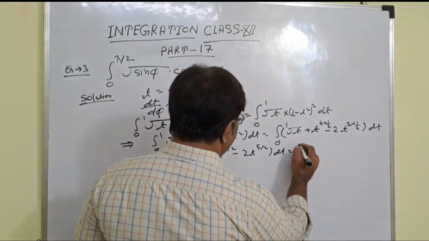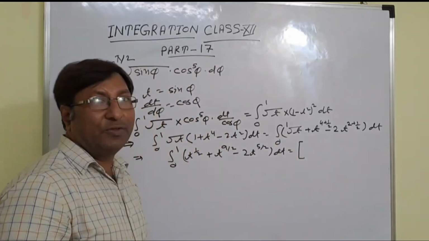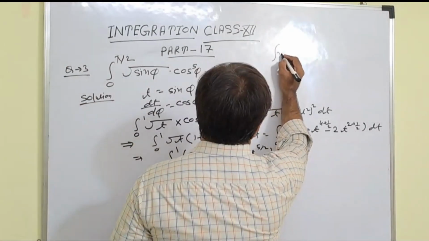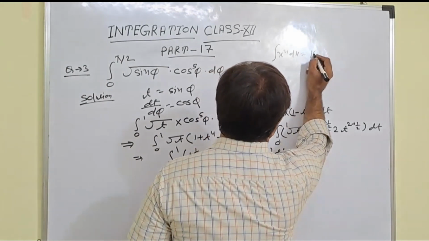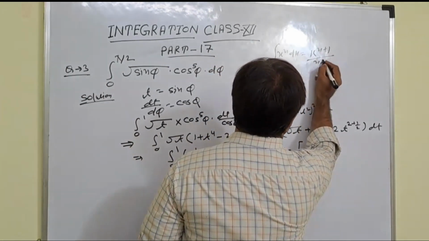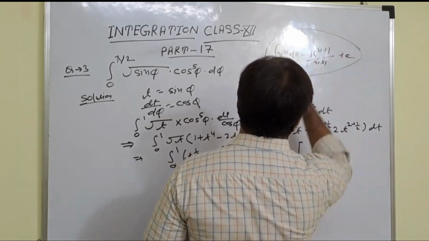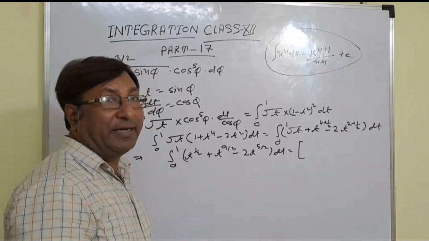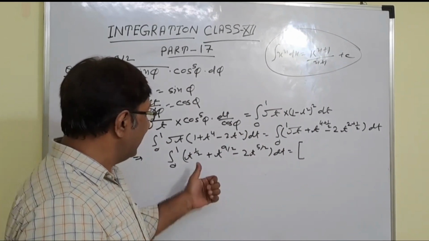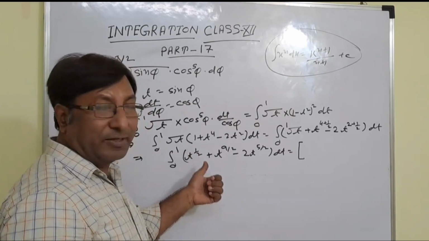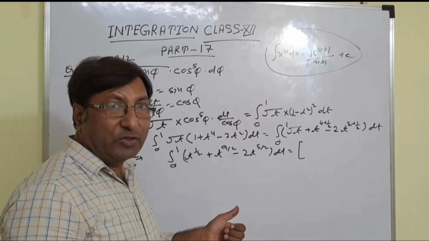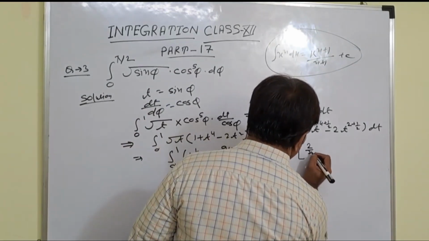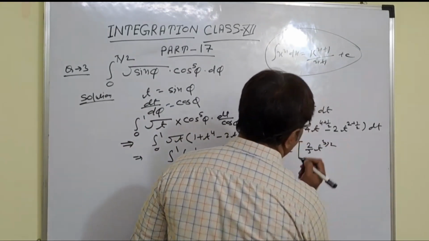Now you know integration of x to the power n is what? You know this formula. Integration of x to the power n dx is x to the power n plus 1 by n plus 1 plus c. Right? So here we are finding t power half. Here we are finding definite integration, so no need to write c here. So t half, half plus 1. Half plus 1 is what? 3 by 2. So we will write 2 by 3 into t to the power 3 by 2, right?